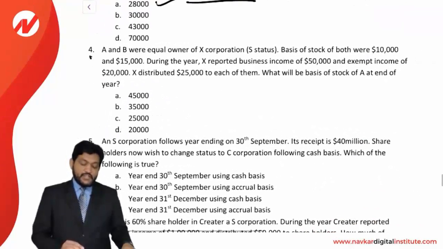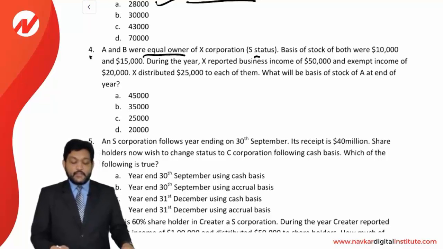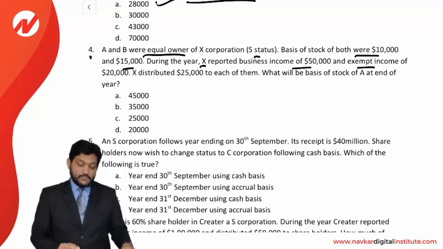Next, A and B were equal owners of X Corporation, which has S status. The basis of the stock of both was 10,000 and 15,000 respectively. During the year, X reported a business income of 50,000 and exempt income of 20,000. X distributed 25,000 to each of them. Look at this, each of them. What will be the basis of stock of A at the end of the year? They are asking about A only.